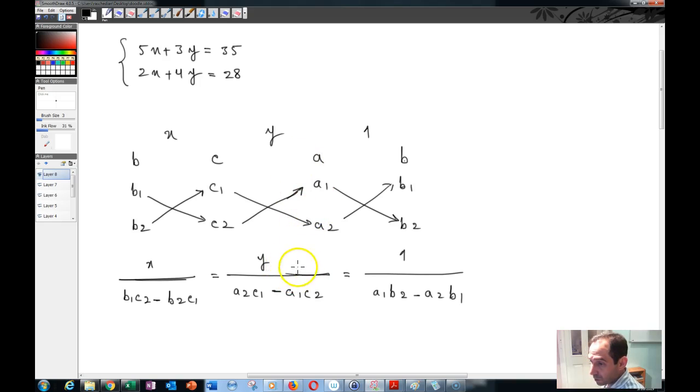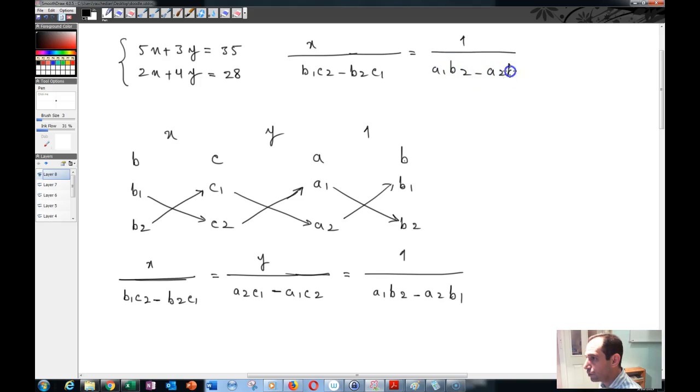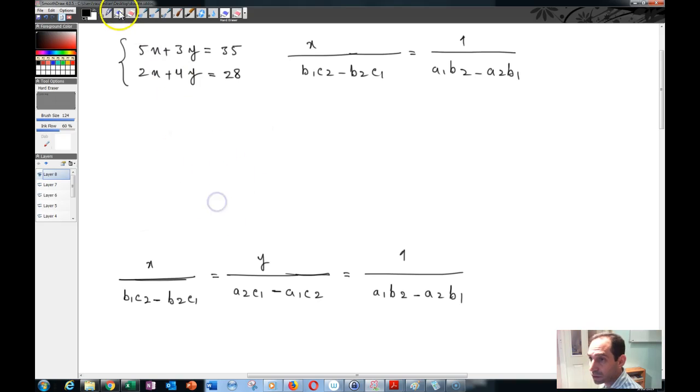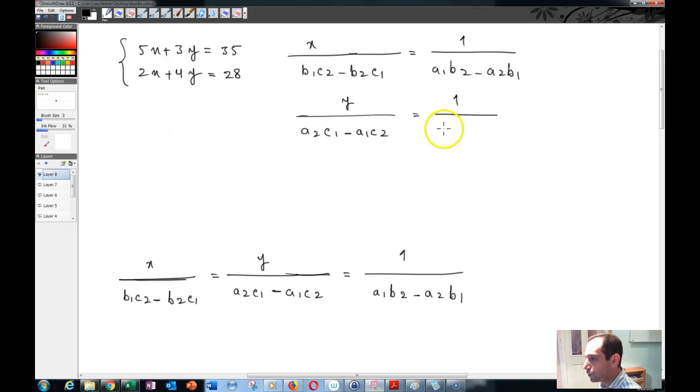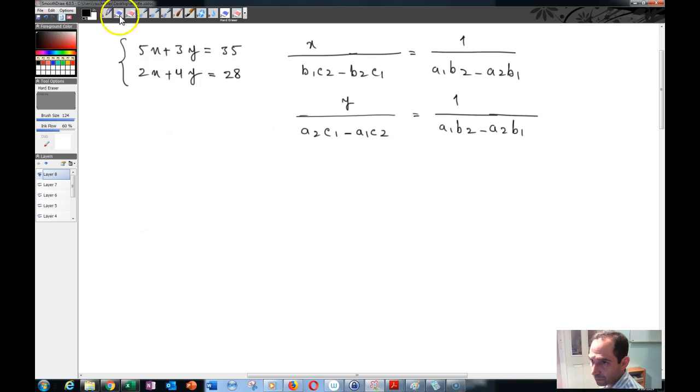So what that means is that x over b1 c2 minus b2 c1 is equal to 1 over a1 b2 minus a2 b1, and also y over a2 c1 minus a1 c2 is equal to 1 over a1 b2 minus a2 b1. Okay, and that's the two formulas that you have. From this you can calculate your x, from this you can calculate your y.